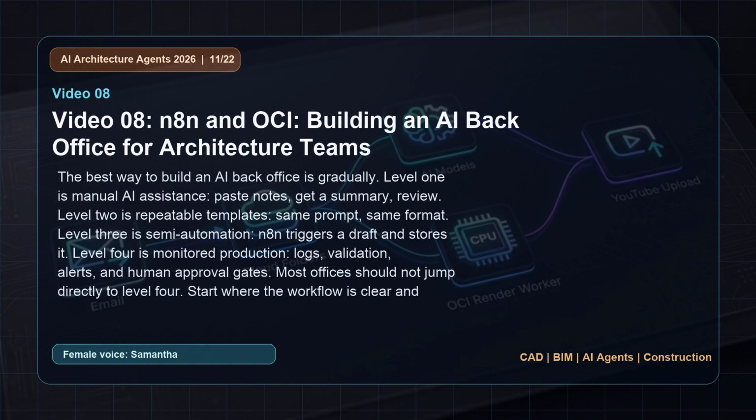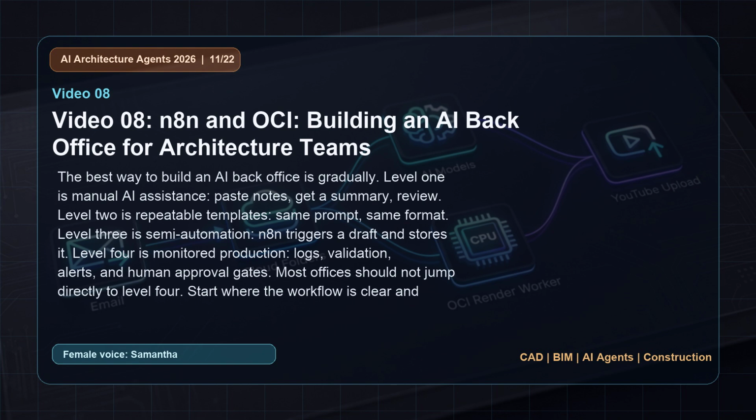The best way to build an AI backoffice is gradually. Level 1 is manual AI assistance. Paste notes. Get a summary. Review. Level 2 is repeatable templates. Same prompt. Same format. Level 3 is semi-automation. n8n triggers a draft and stores it. Level 4 is monitored production. Logs. Validation. Alerts. And human approval gates.